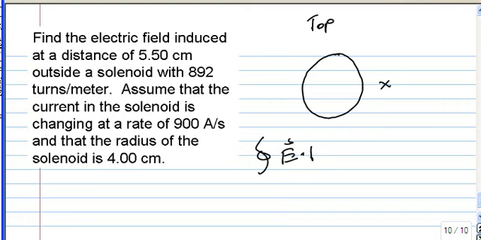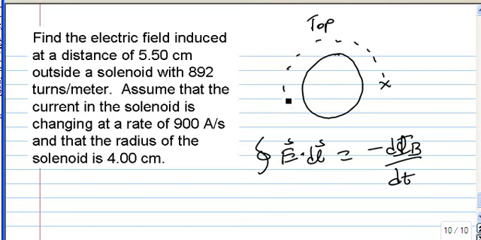We're going to use a relationship that the integral of E dot dl along any closed path is equal to minus dΦ_B/dt, the change in magnetic flux through the surface enclosed by that path. Now this problem has cylindrical symmetry, so the path that we're going to choose is a circle because that also has cylindrical symmetry. Therefore, we know that the E field has the same magnitude at any point on the circle because of the symmetry of the problem.